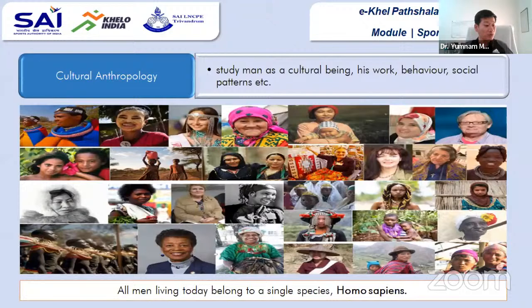So these are some of the things within this cultural aspect: their food habit, their dressing pattern, their religion, and their behavior patterns, their belief, their custom, all are different from society to society. So all this related interesting topic has been dealt with by cultural anthropology.